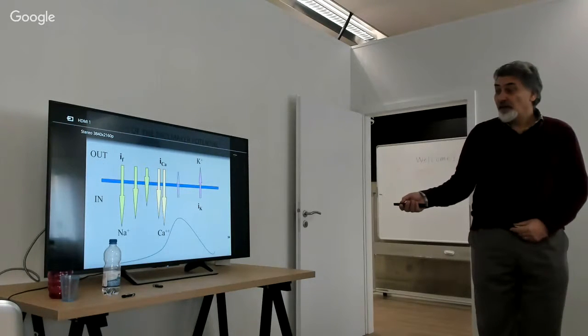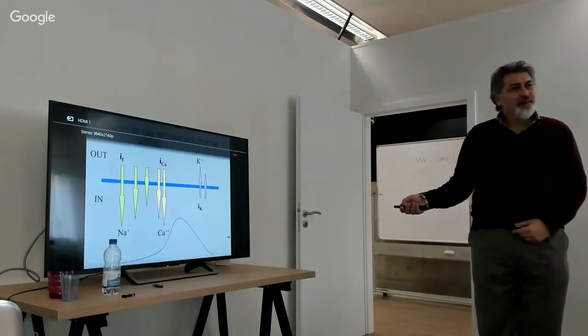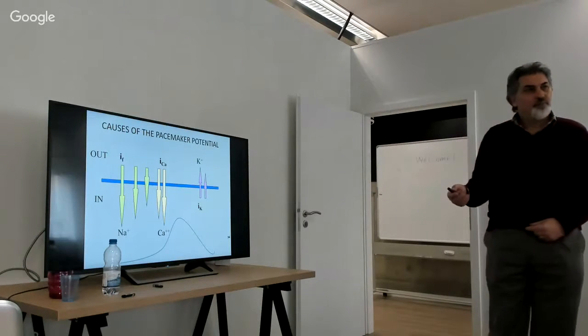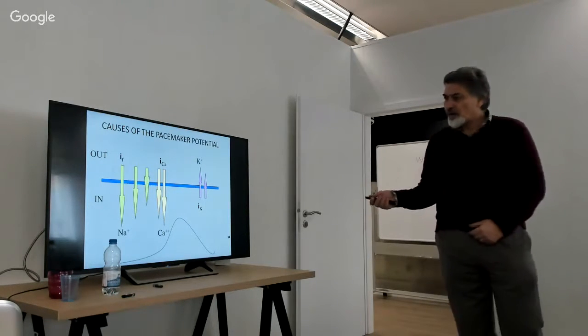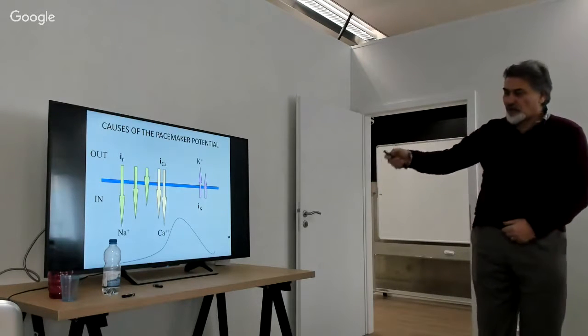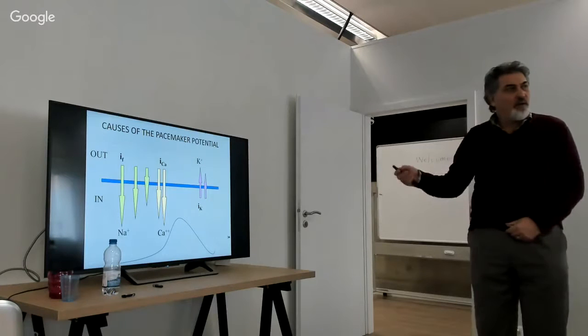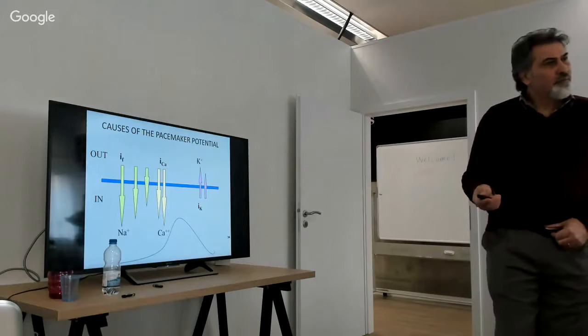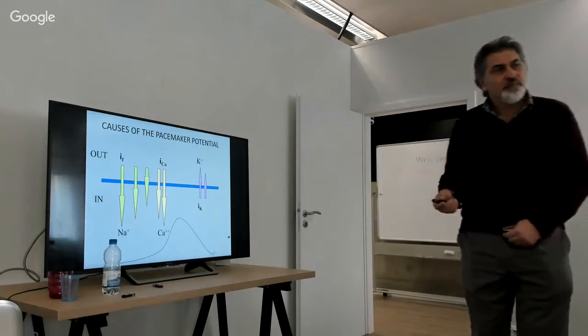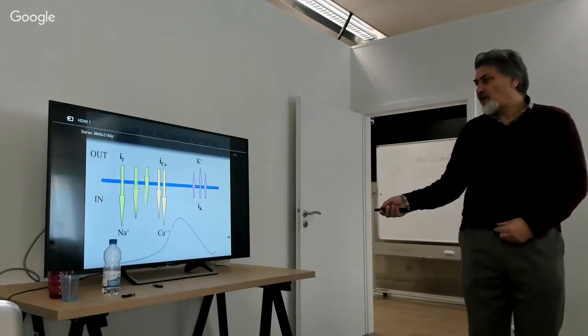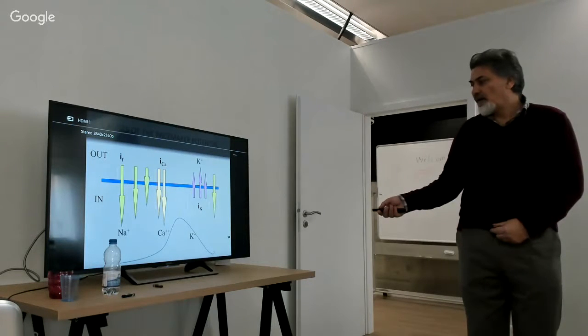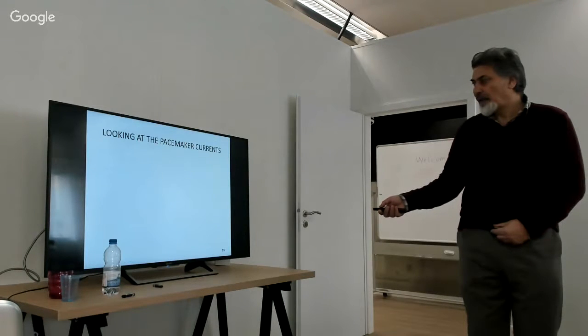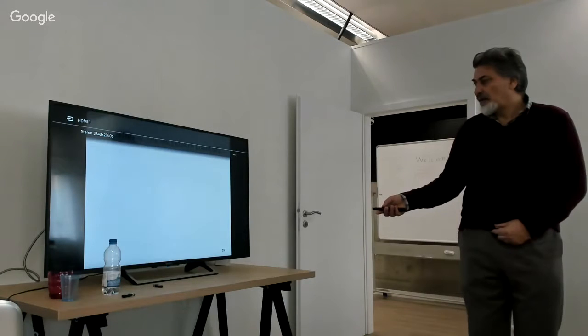So the role of the funny channels is to permit a depolarization again. You have the repolarization, and then the funny channel. Without the funny channels, the repolarization is slower, no? You can have this short.